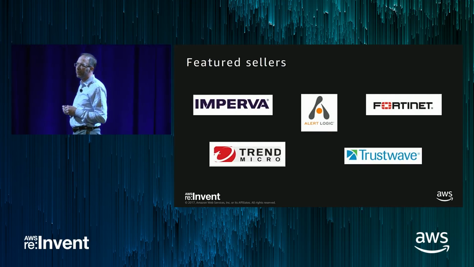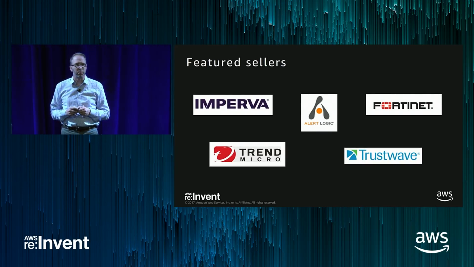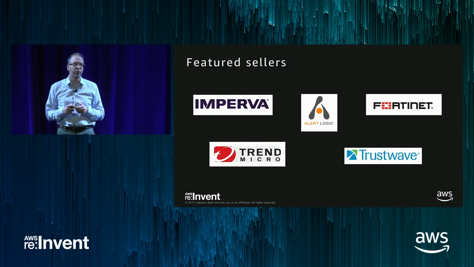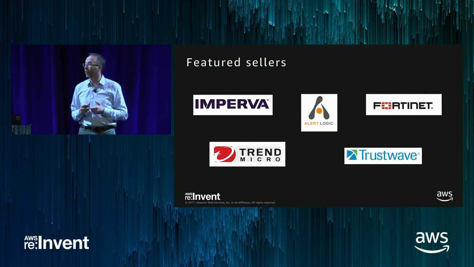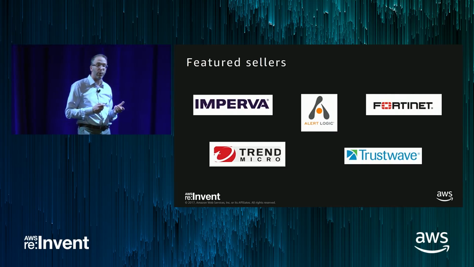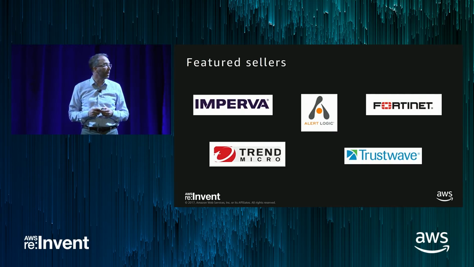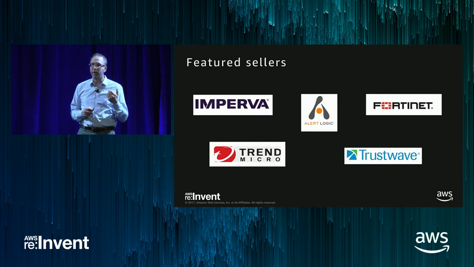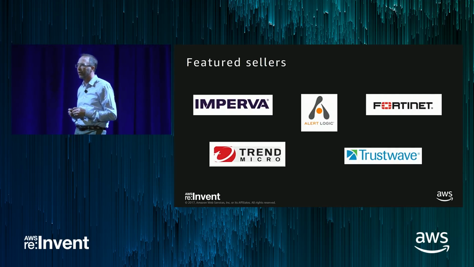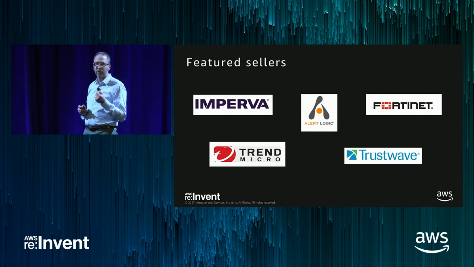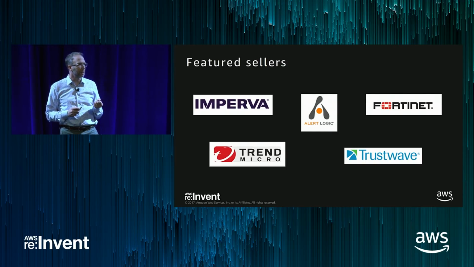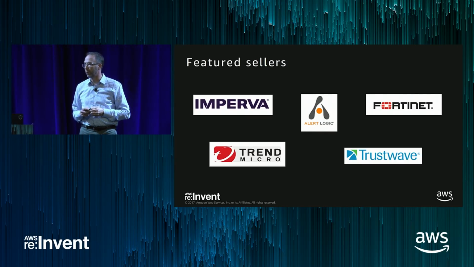And again, these are names you've heard of, right? Imperva, Trend Micro, Alert Logic, Fortinet, and Trustwave. And we expect that more will be coming in the near future. So again, very trusted names in security, folks that I think you can have a lot of confidence in their expertise, both to write these rules, but also to maintain these rules.